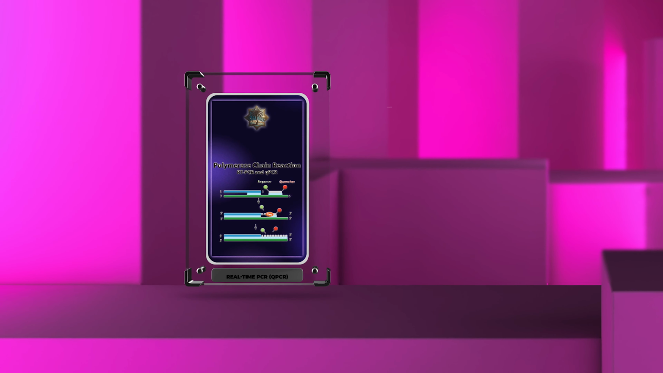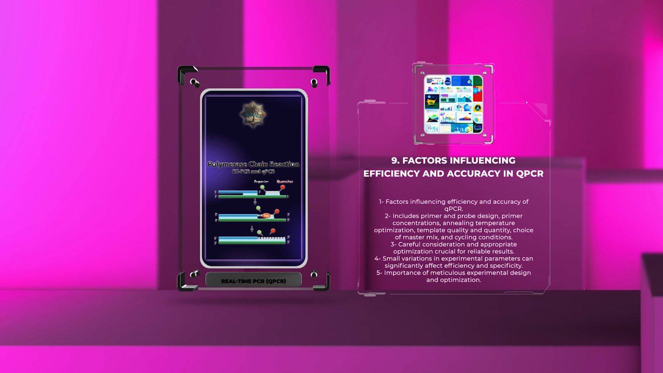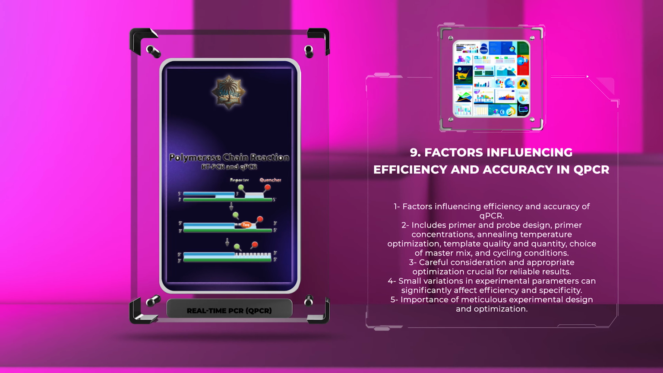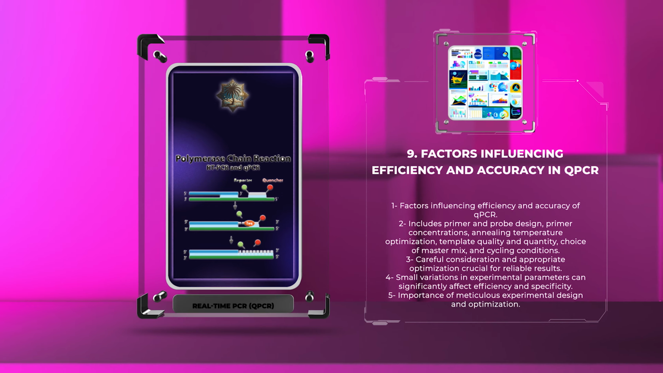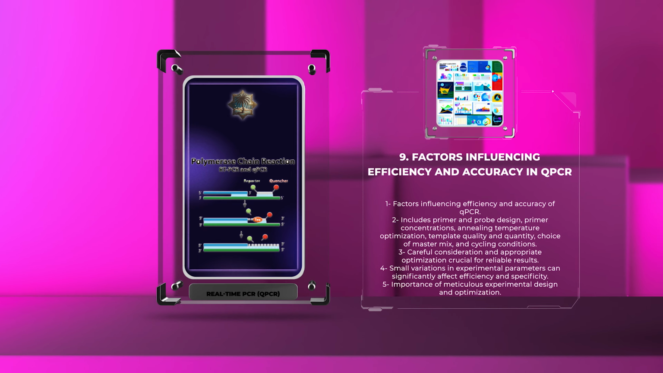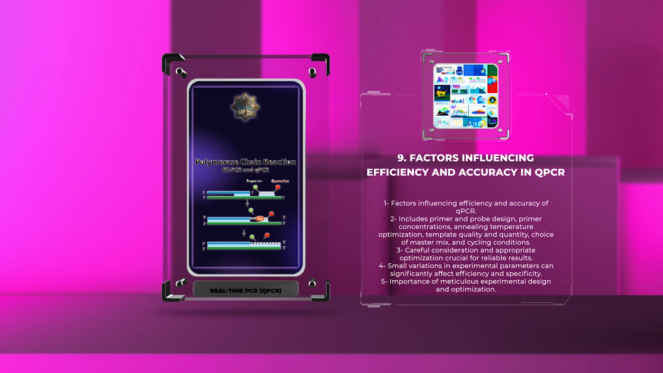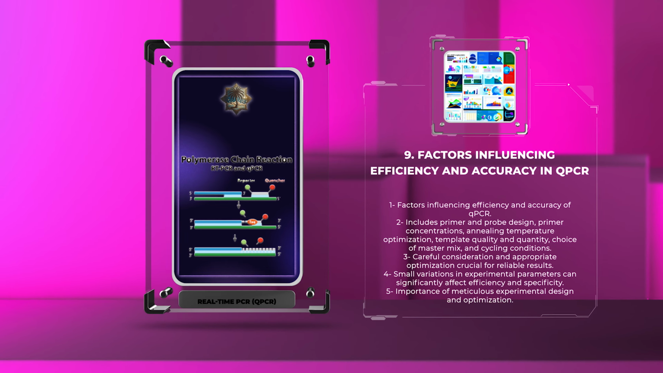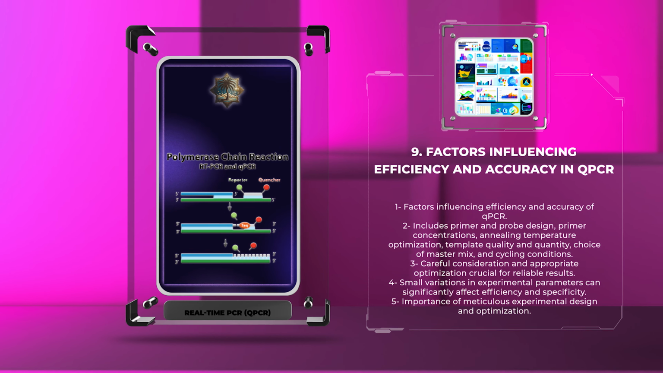Several factors can influence the efficiency and accuracy of qPCR. These include primer and probe design, primer concentrations, annealing temperature optimization, template quality and quantity, choice of master mix, and cycling conditions. Careful consideration of these factors and appropriate optimization of the qPCR conditions are crucial to ensure reliable results. Small variations in experimental parameters can significantly affect the efficiency and specificity of the reaction, emphasizing the importance of meticulous experimental design and optimization.